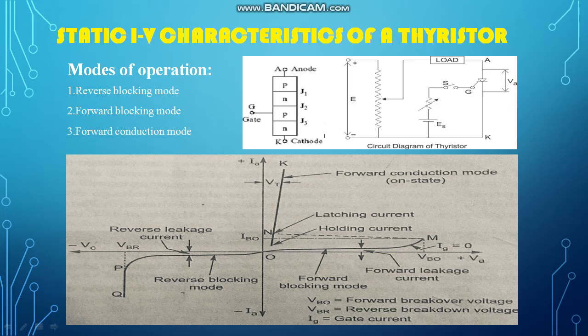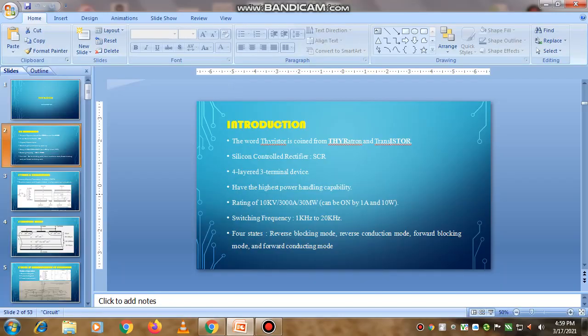Now, if we go on increasing the voltage, a limit will come, which is called the breakdown voltage, VBR. At that point avalanche breakdown will take place, and junctions J3 and J1 will break down, and it will start conducting. But it is very risky. The device may get damaged. When it starts conducting, that is called the reverse conduction mode. But as I said, that is not recommended. Hence, it is not included in the particular modes.